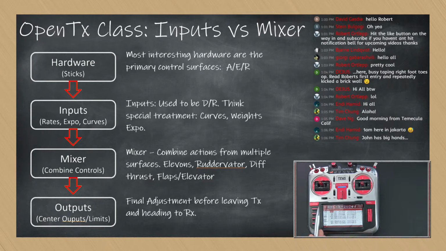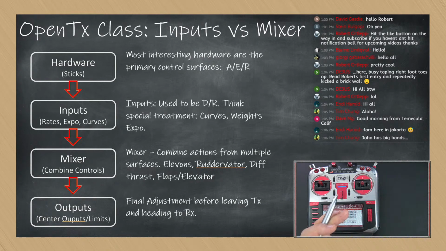And the idea behind calling it inputs was that, while I think about dual rates initially, it really involves anytime you want to offer special treatment, such as curves or weights or expo or differential, to an entire input. So an entire bit of hardware like an aileron.